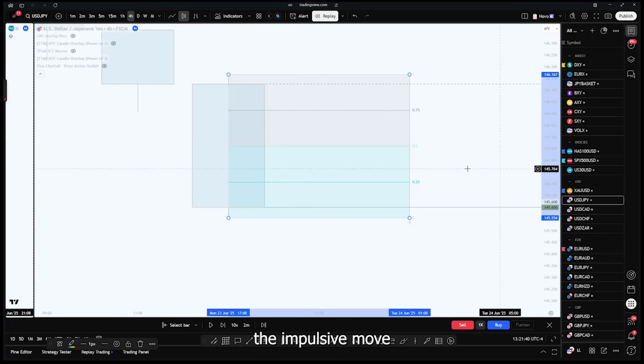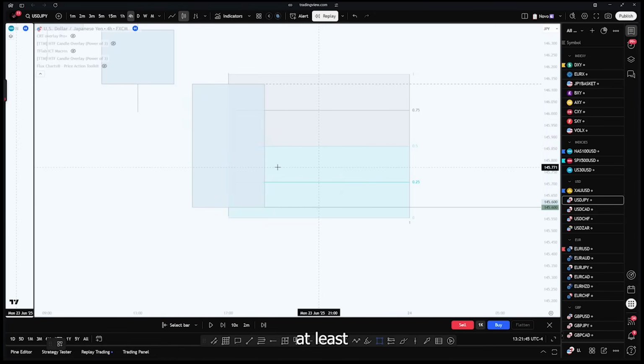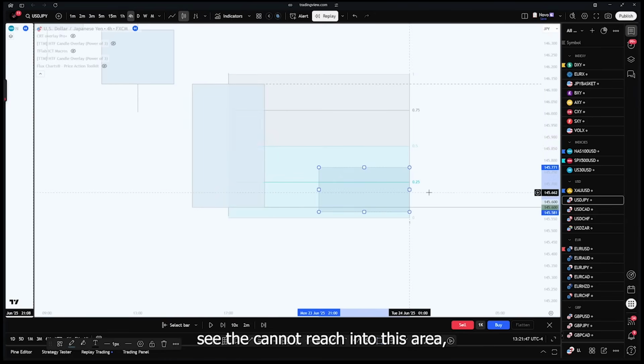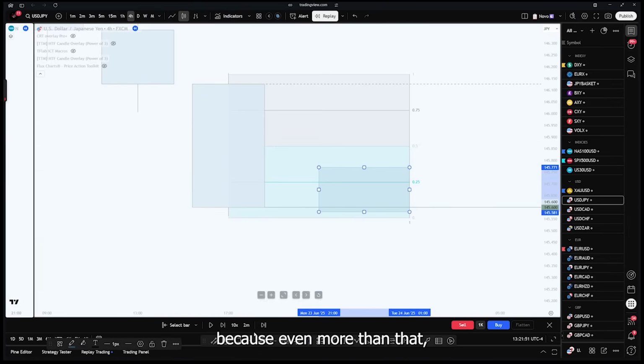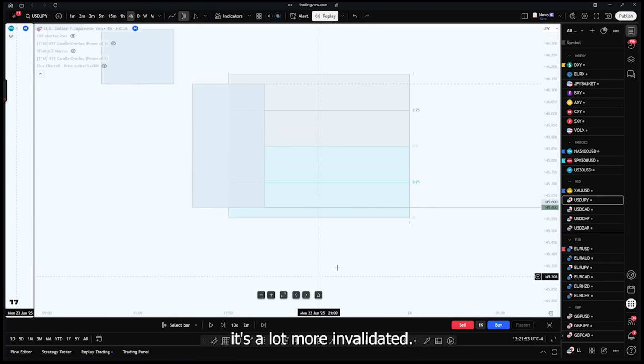Now, the goal of the impulsive move is a very short retracement. So we're only looking to at least see the candle reach into this area, which is the 25 to 30%, which is this nice little blue quarter. If it goes in more than that, it's a lot more invalidated.